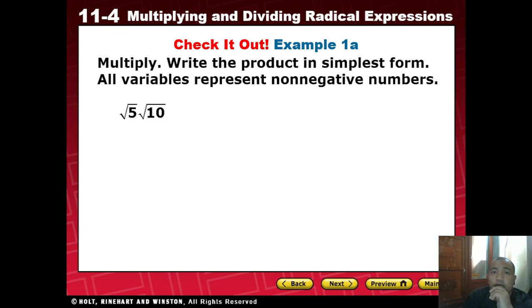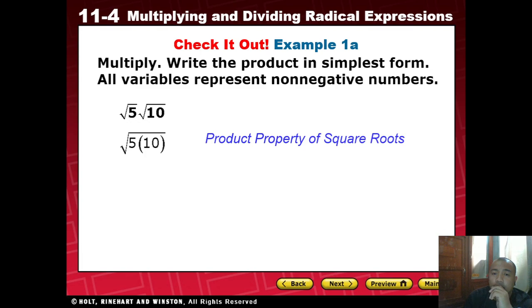How about this? Square root of 5 times square root of 10. Okay, just multiply 5 and 10, which is 50. By product property of square roots, square root of 5 times square root of 10 means square root of 5 times 10 inside the radicand, so that's equivalent to 50. Square root of 50.